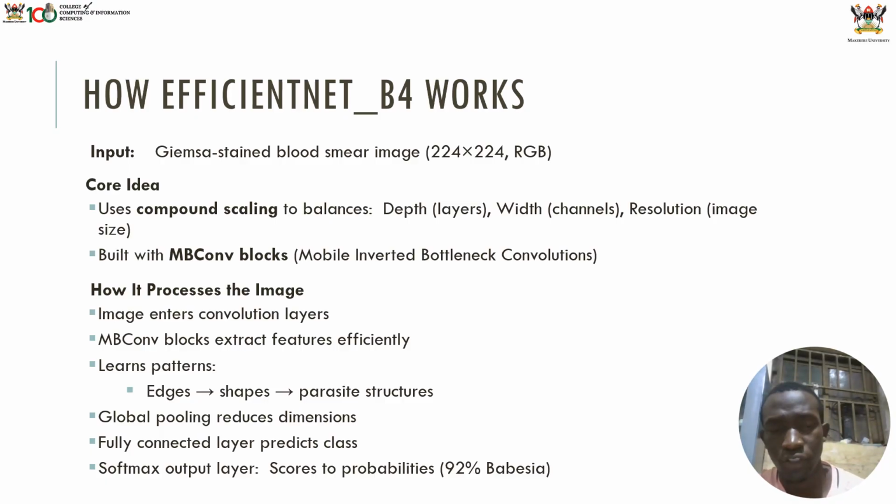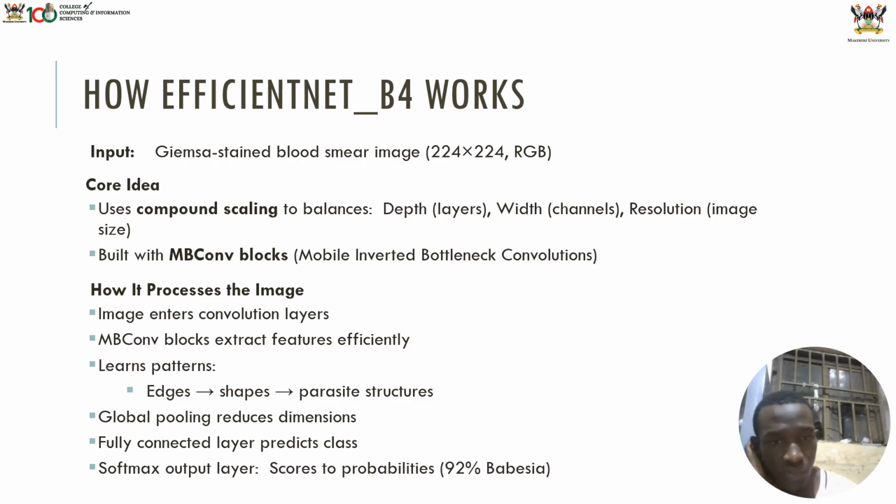Initially, we have our input. The model takes the Giemsa-stained blood smears as our input. The images are resized to 224 by 224 pixels with RGB channels. This ensures consistency before feeding into the network. We have our core idea, whereby we use compound scaling in order to balance the depth, the width, and the resolution of the images. Remember, EfficientNet-B4 is built with MBConv blocks, which are optimized for efficiency.